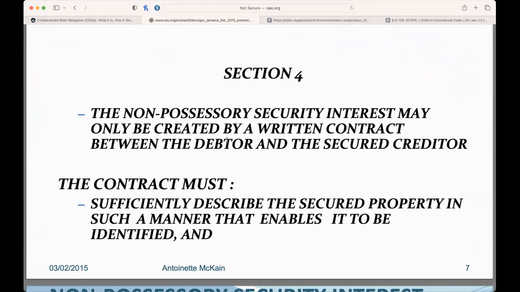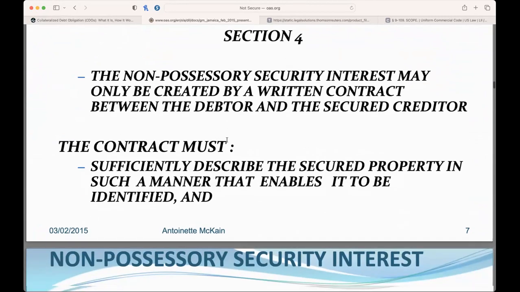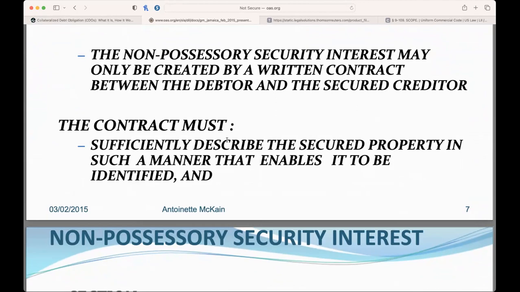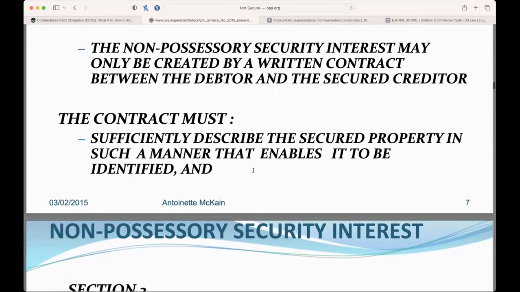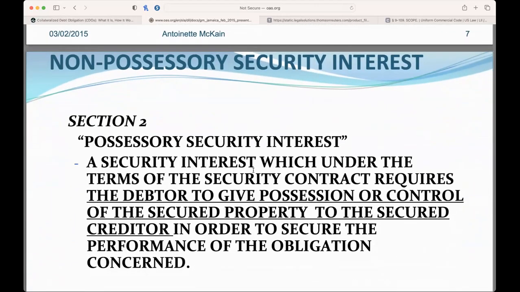Section 4, the non-possessory security interest may only be created by a written contract between the debtor and the secured creditor. So the contract must sufficiently describe the secured property in such a manner that enables it to be identified. And Section 2, possessory security interest: a security interest which under the terms of the security contract requires the debtor to give possession or control of the secured property to the secured creditor in order to secure the performance of the obligation concerned.